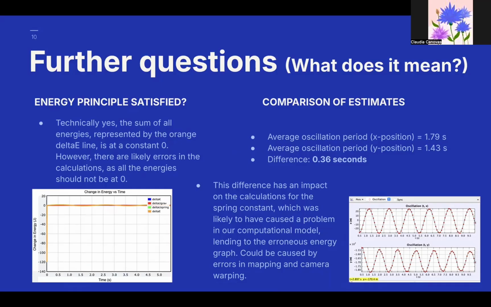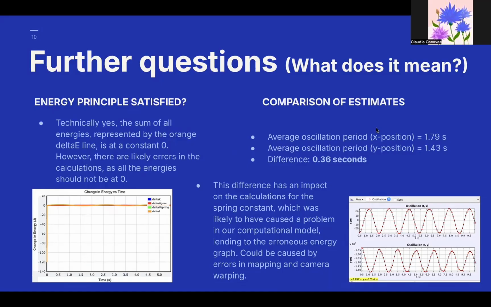And then let's do a comparison of estimates. The average oscillation period was calculated by taking the difference in time between each valley of the graph. So we calculated this number, this number, this number here, and the difference in time between each, divided by 3. We did that for both graphs. So for the X position oscillation period, it was 1.79 seconds. For Y, 1.43 seconds. And between them, there's a difference of 0.36.